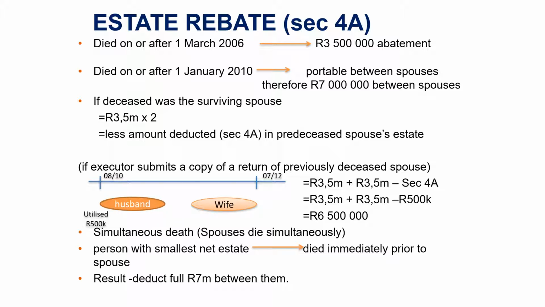If you look at an example of a portable amount, if a husband passed away in August 2010, he only utilized 500,000 rand of his 3.5 million rand abatement. There's still a remaining balance of 3 million rand. If a wife passes away in July 2012, she is entitled to a total rebate of her current 3.5 million rand plus a balance from her husband. So in total she will have 6.5 million rand.